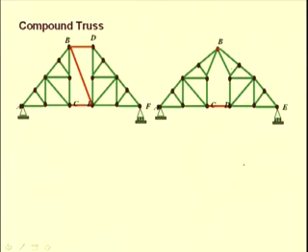Let us see some conditions that have to be satisfied for the compound truss to be statically determinate as well as rigid. We have already seen that simple trusses are rigid as well as statically determinate. Now, let us derive some conditions that are necessary for the compound truss to be statically determinate as well as rigid.